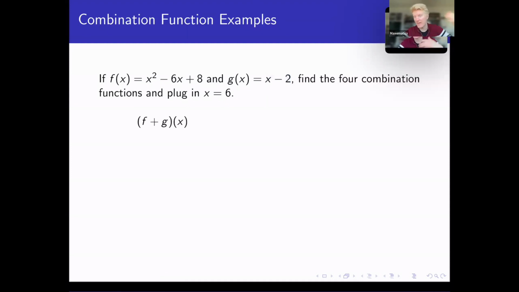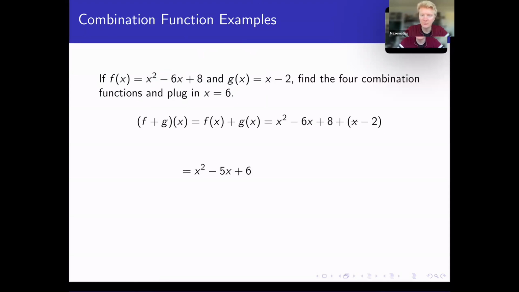Well, let's just start with f plus g of x. f plus g of x says take f of x and add g of x. Well, f of x is right here. g of x is right here. So add those together. Well, negative 6x plus x is negative 5x. 8 minus 2 is 6.